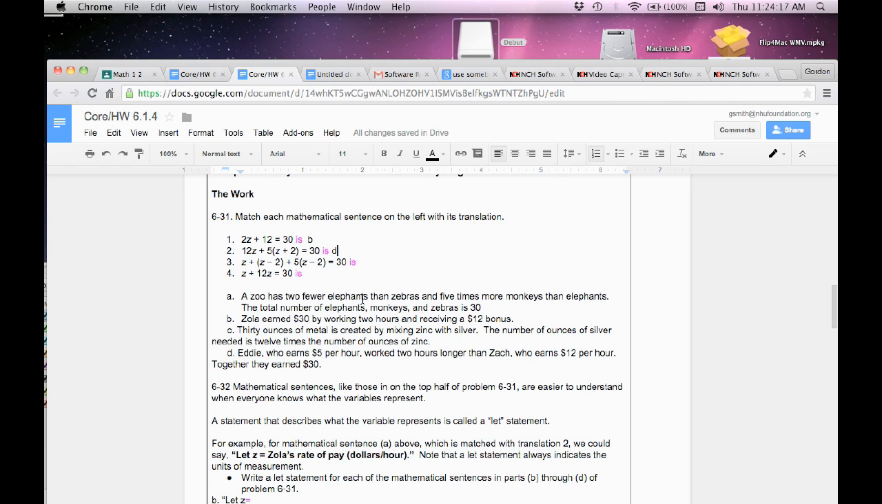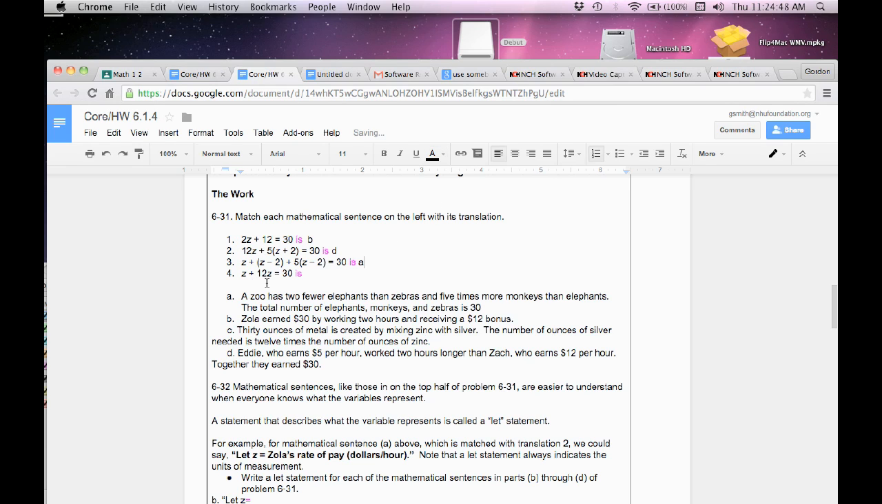All right, 3. 3 sounds like this zoo one, because 2 fewer elephants than zebras, so that would be Z minus 2. And 5 times more monkeys than elephants. That's why the monkeys are 5 times the elephants. Okay, so the total equals 30. Again, that total is a key. The total is the Y there, so that's definitely A.